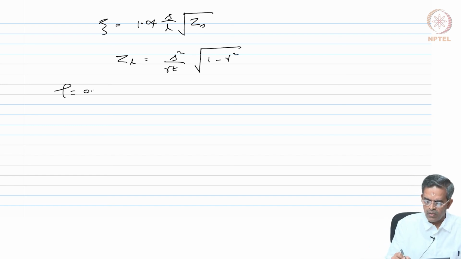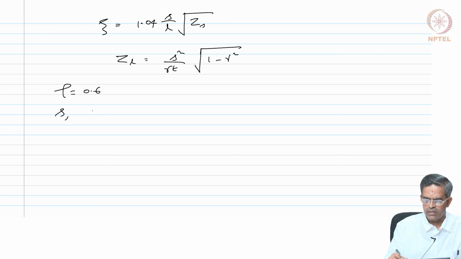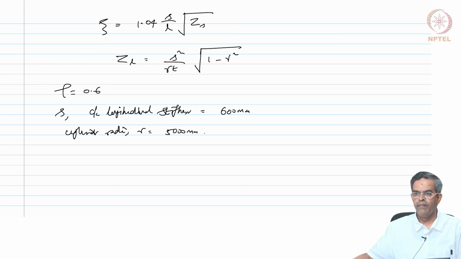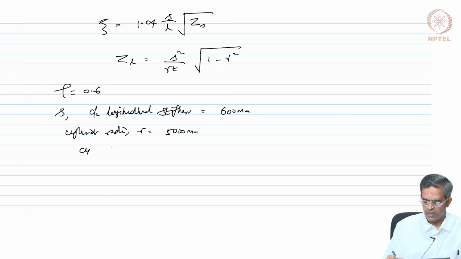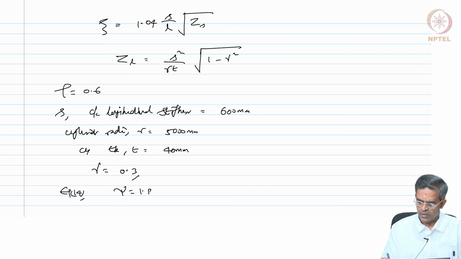Now, we know rho is 0.6. S, which is the distance between the longitudinal stiffeners, is 600 mm, cylinder radius is 5000 millimeters, cylinder thickness is 40 mm, Poisson's ratio is 0.3. So, substituting, we get psi as 1.85.